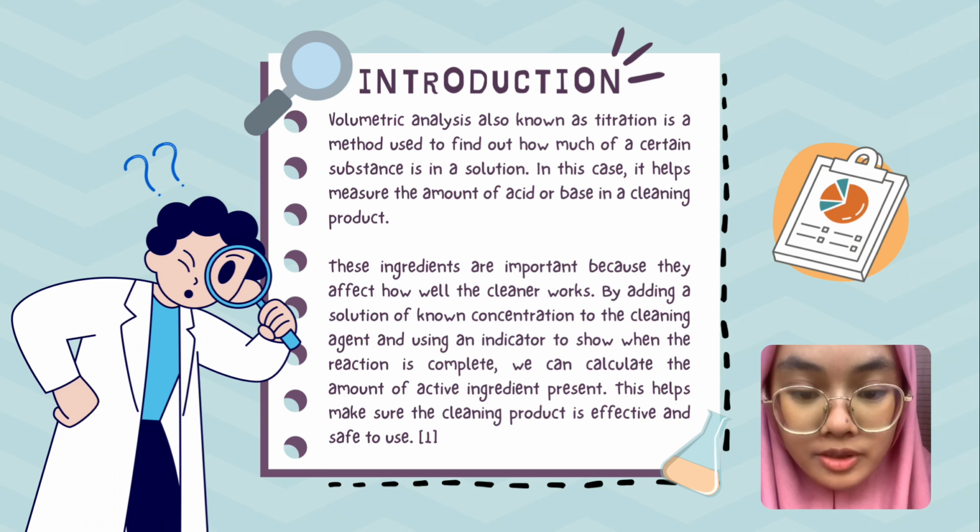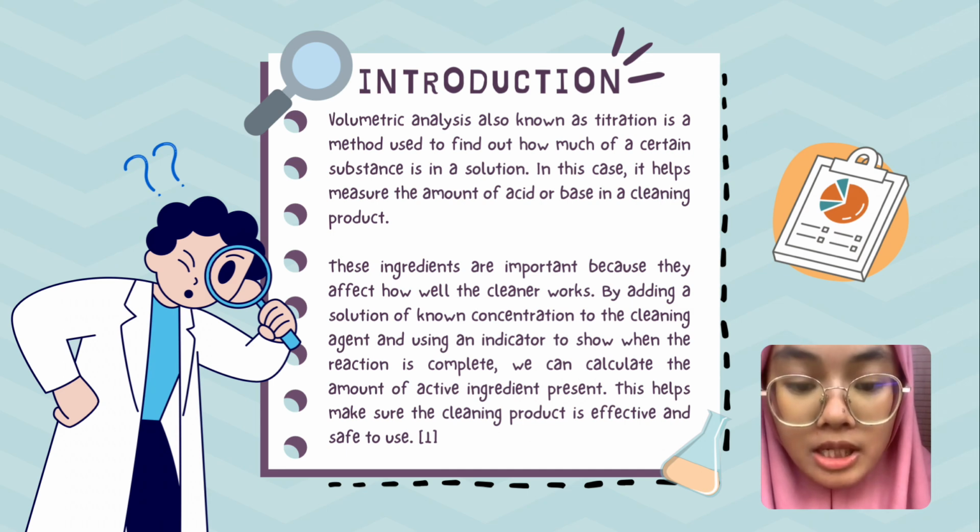To perform volumetric analysis, a solution of a known concentration, often called the titrant, is carefully added to the cleaning product, which contains the unknown concentration. This is done using a tool called a burette, which allows precise measurement of the liquid being added. A chemical indicator such as phenolphthalein or methyl orange is used to show a visible change, usually a color shift that signals the reaction has reached its endpoint.